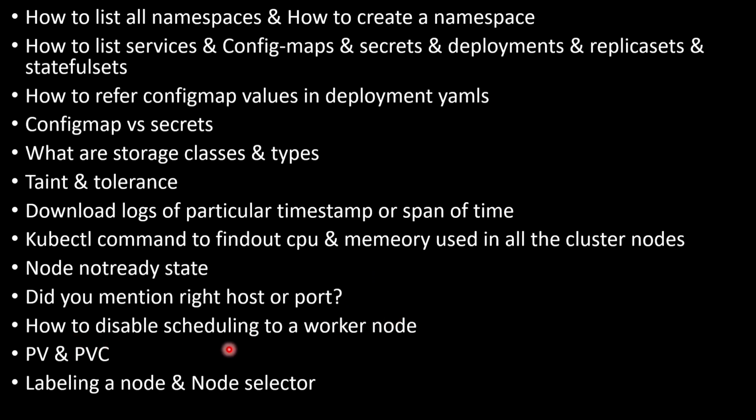How to disable scheduling on a worker node? We can disable scheduling on worker nodes using a concept called kubectl cordon. Again, if you want to enable scheduling, we use uncordon: kubectl uncordon node name.